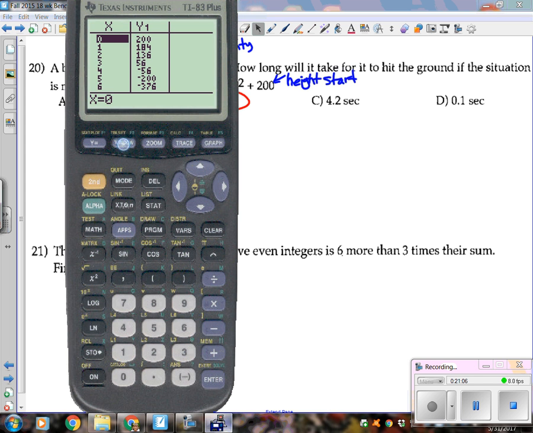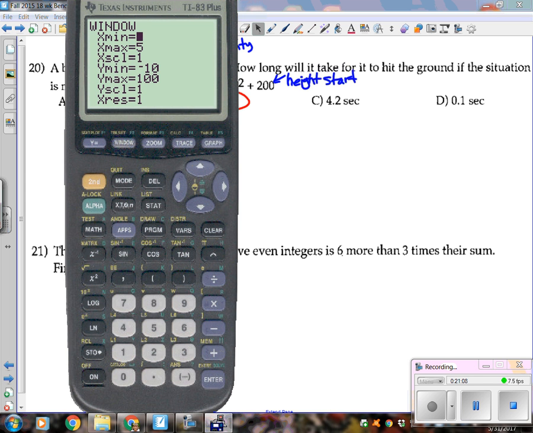Now, if you wanted to look at this on a graph, I like to make sure that you know how to change your window. So we're going to press window. X represents time, and we know that by the time this thing has gone 5-6 seconds, it's already back on the ground. So we'll just put 6 to give ourselves a little extra space. And we know that this thing starts at 200. Now I'm going to leave myself -10 just to see a little bit below, just to give myself a little space.